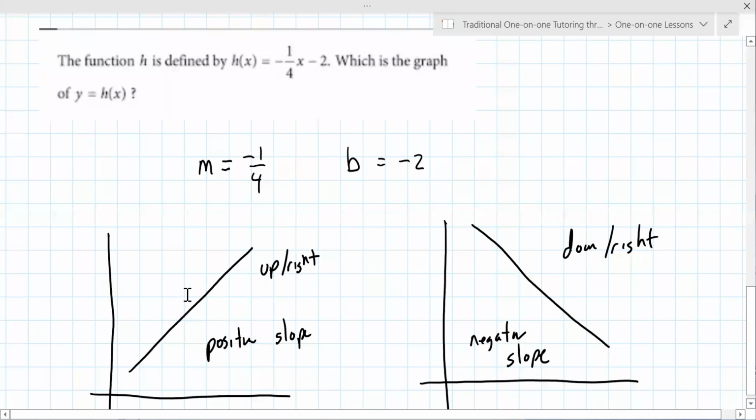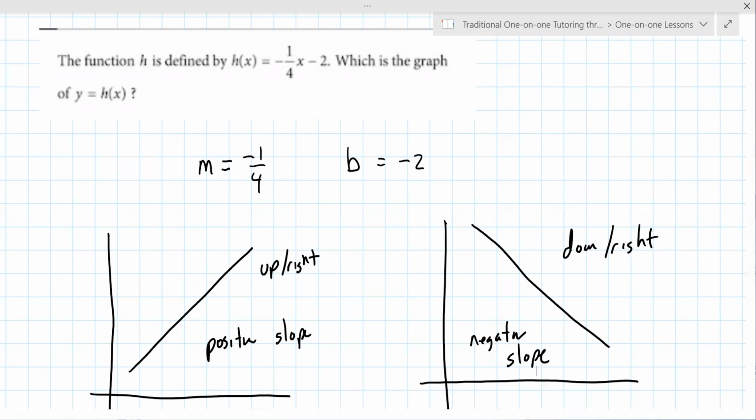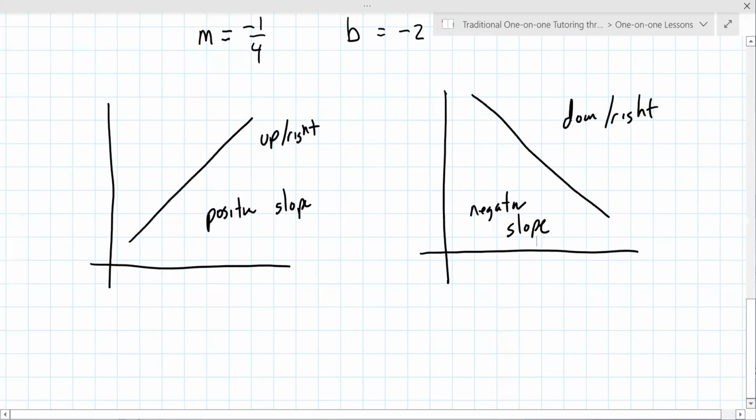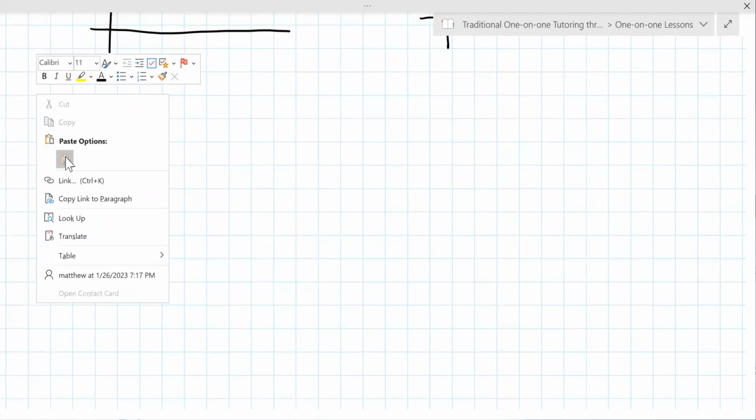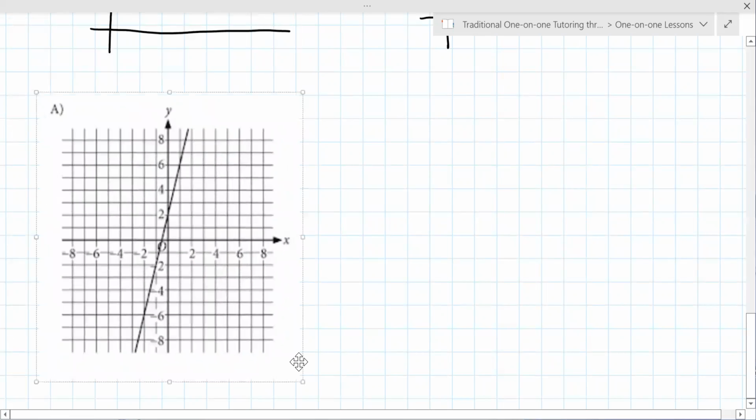So which graph is it? Is it the one on the left or the one on the right? It's the one on the right because the one on the right goes down and to the right. Very good. Okay, so I'm going to put a graph in front of you, and I want you to tell me if it's got a positive slope or a negative slope.